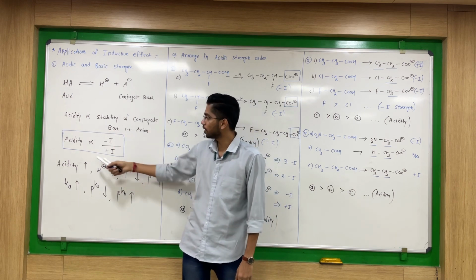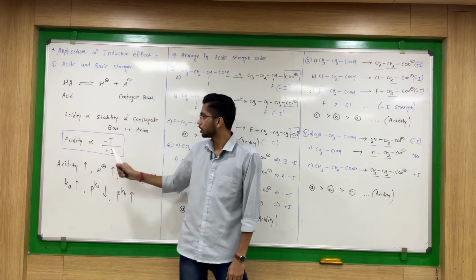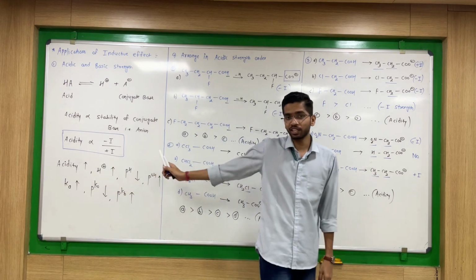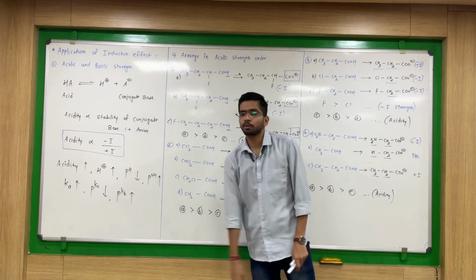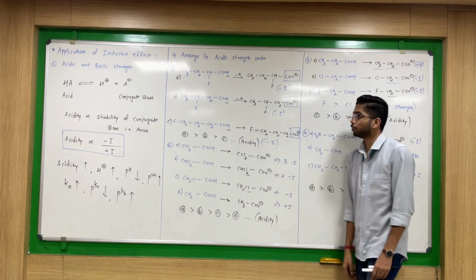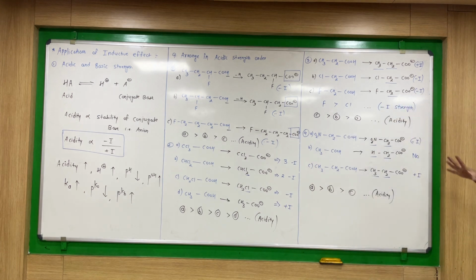From this part only we have found this one relation. Acidity is directly proportional to the minus inductive effect, and inversely proportional to the plus inductive effect. Hope you understand this part. This is all 4 categories of that part, based on the distance, number and priority. Hope you understand this part.